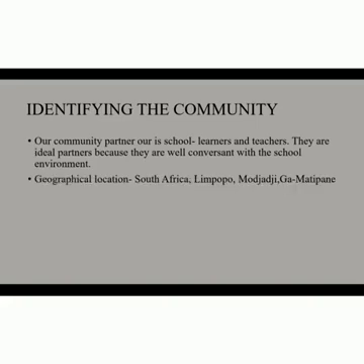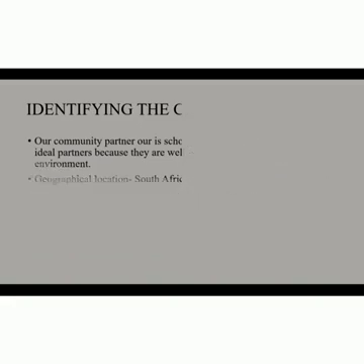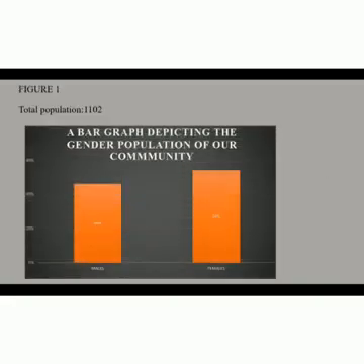Then the geographical location of our school is South Africa, Limpopo in Mujaji at Matipane village. And the geographical coordinates of our school is 23 degrees 34 minutes 19.2 seconds south, 30 degrees 22 minutes 52.9 seconds east. Moving on to the next slide, we have a figure 1, which is a bar graph depicting the gender population of our community.